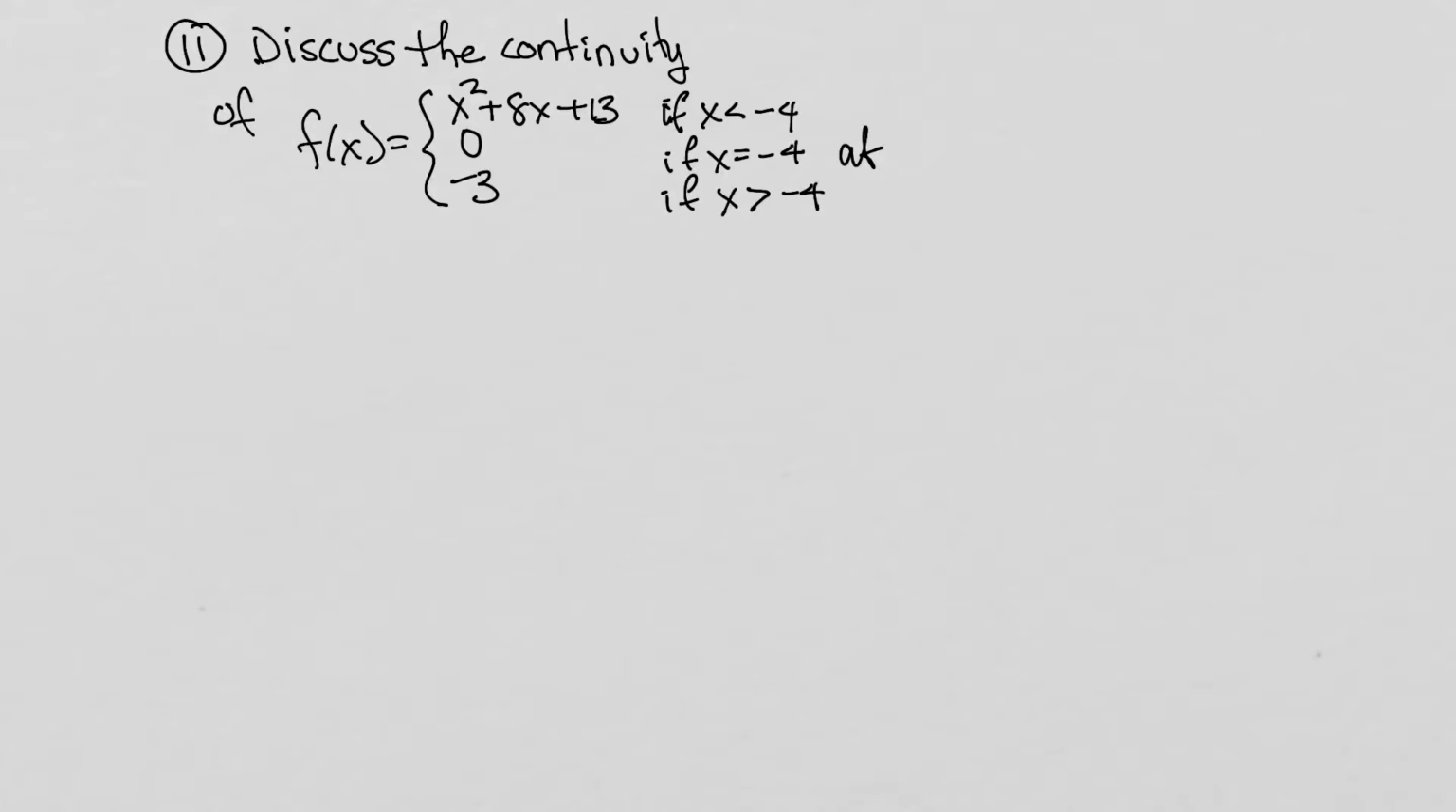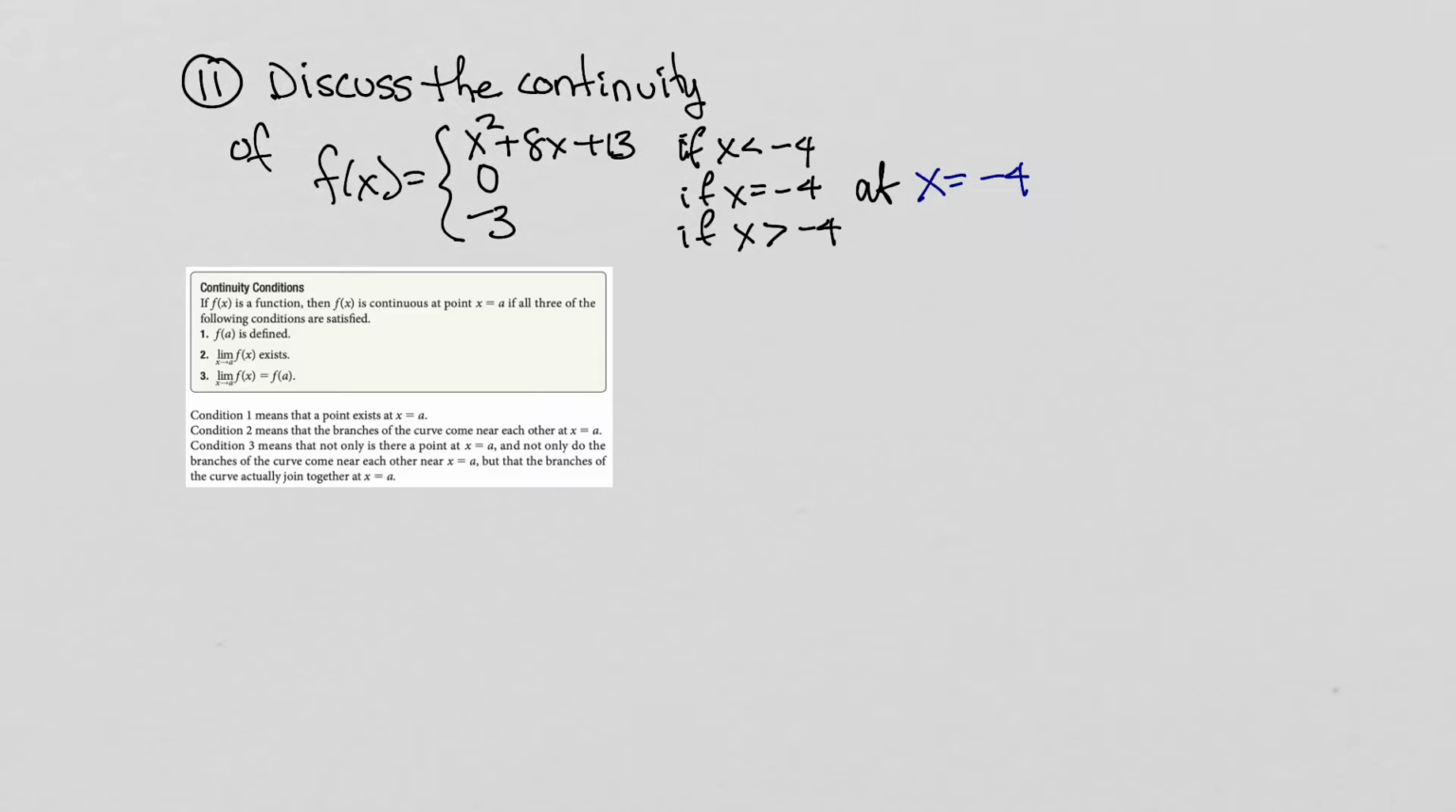Let's discuss the continuity of this piecewise function. We have three pieces, and they all revolve around x = -4. So let's discuss the continuity of this function at the interesting point, which of course is -4. Let's start by bringing back our conditions of continuity so we know what it is that we're looking at.